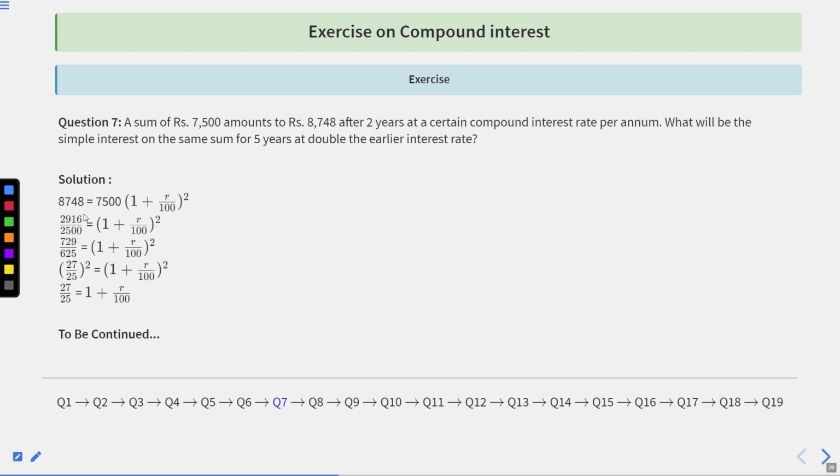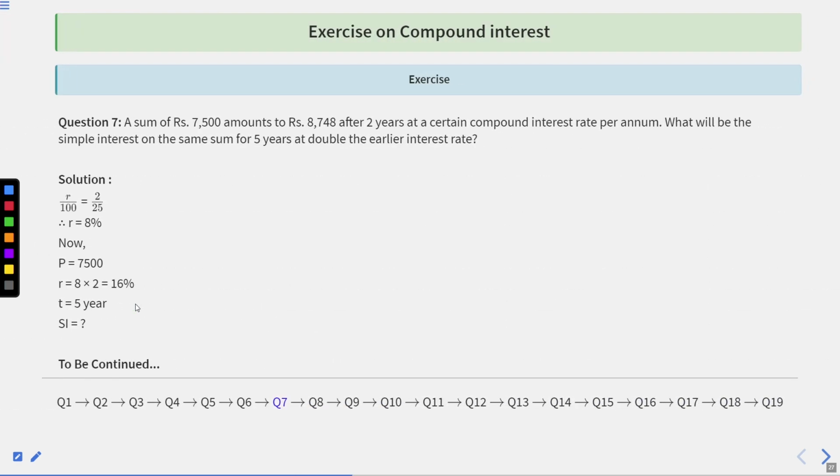So it will be 8748 equal to 7500 times 1 plus r upon 100 to the power 2. So when you simplify this further, taking the root of both sides, you will have 27 upon 25 equal to 1 plus r upon 100. So that means r is equal to 8%. And now P is 7500 and r is 8 times 2, that is 16%, and t is 5. So what is the simple interest?